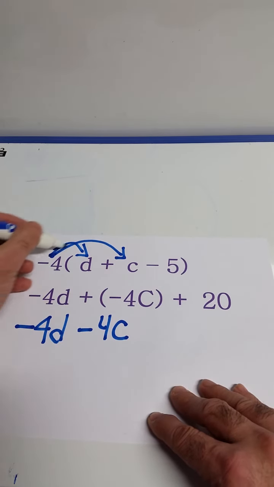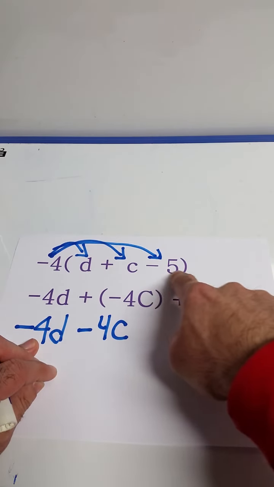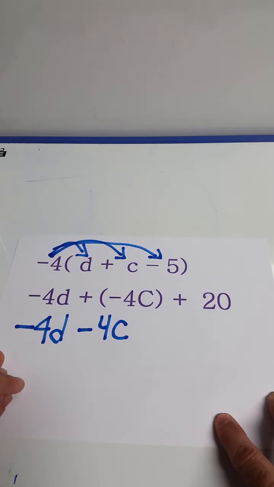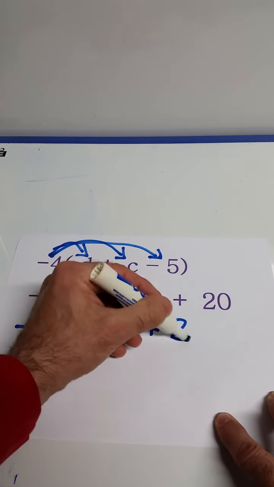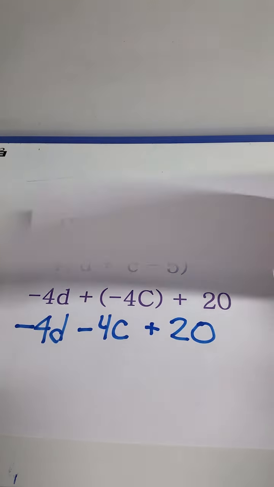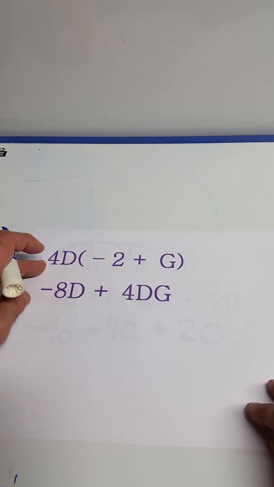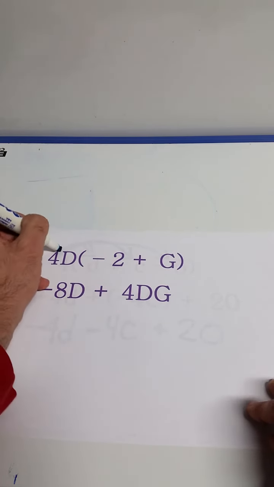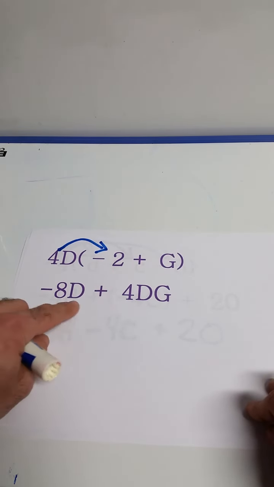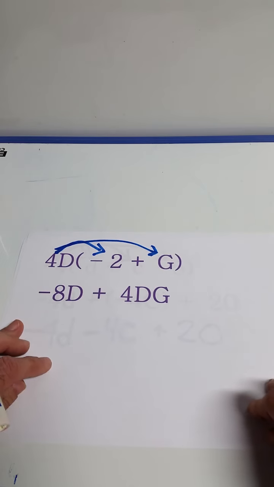And then we'll distribute the negative 4 with the negative 5. Just remember though, the operation sign is always connected to that number. So it's a negative 4 times a negative 5. And remember, a negative times a negative is a positive. And you get positive 20. Here's another example. Here we have 4d on the outside of the parentheses, so that whole thing has to be distributed. 4d times negative 2 is negative 8d. And 4d times g is 4dg.